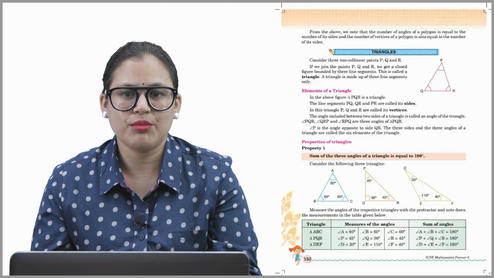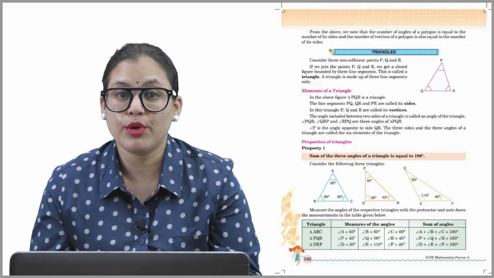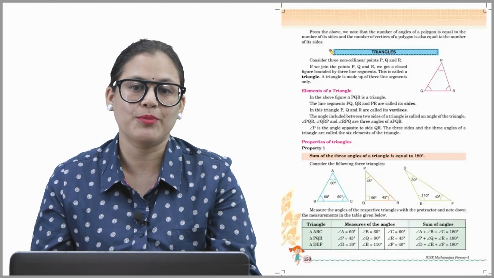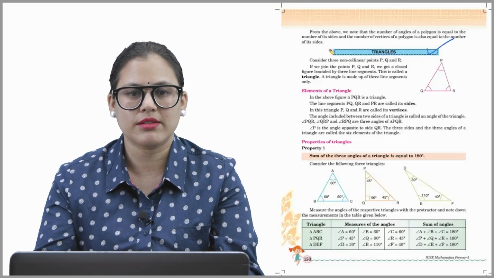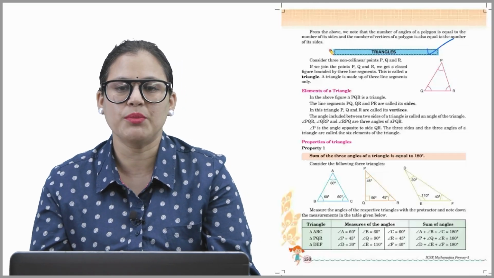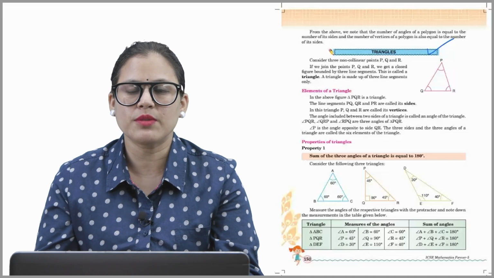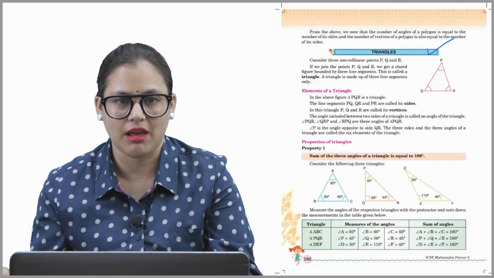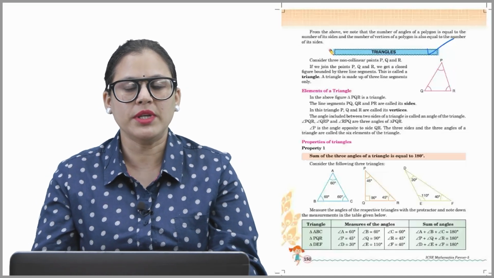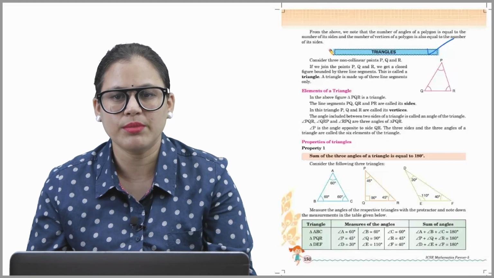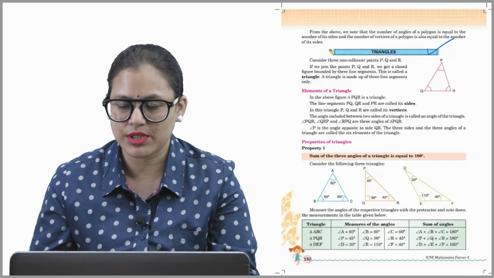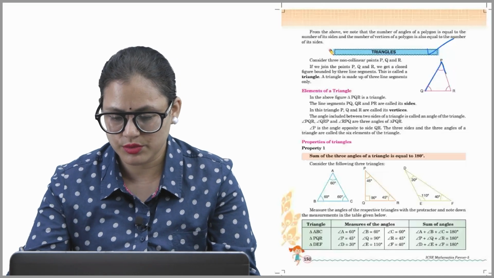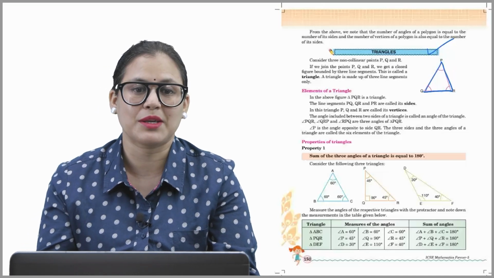From the above, we note that the number of angles of a polygon is equal to the number of its sides, and the number of vertices of a polygon is also equal to the number of its sides. Okay. Now let's talk about triangles. Consider 3 non-collinear points P, Q, R. Non-collinear points means which are not in the same line. Okay. So if we join the points P, Q, R, we get a closed figure bounded by 3 line segments. This is called a triangle. A triangle is made up of 3 line segments only. See, 1, 2 and 3. These are the 3 line segments.